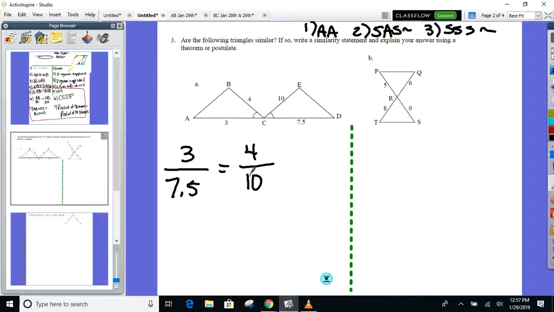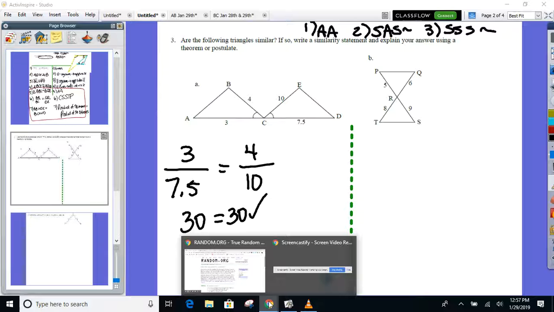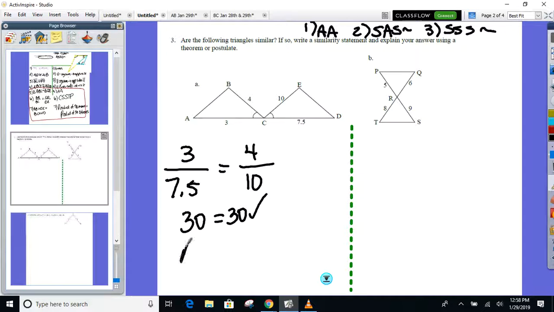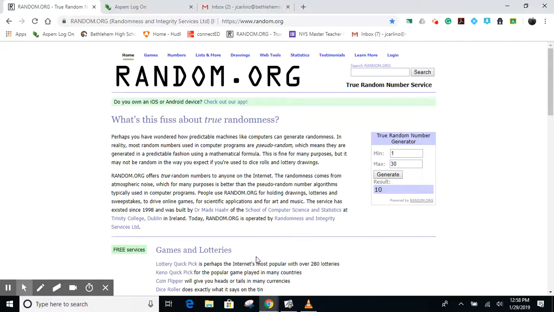And what do you notice? Are they the same? 30 equals 30 when I cross multiply. Somebody give me a statement now that says they're similar. Here you go, give me a statement. Triangle. Good. And what method are the 2 triangles similar to?